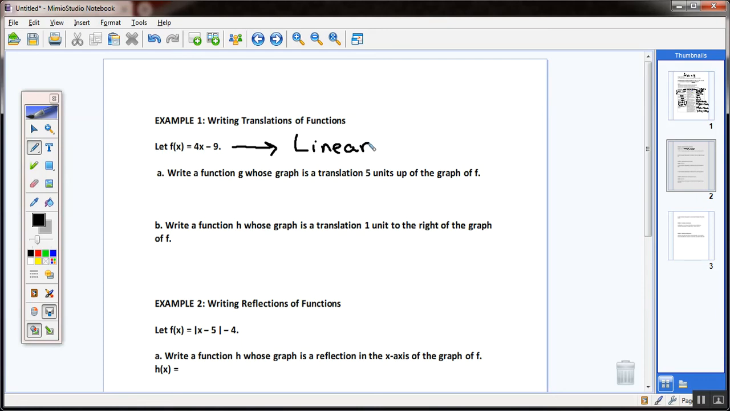It says write a function g whose graph is a translation 5 units, what's the word? Up. Okay. 5 units up of the graph of f. If I want to take that line and translate it up 5 units, what do I have to do? What operation would I have to apply to get a transformation that would move a line up 5 units? Say again, Jaden? Stretch. Not quite a stretch. I want to move the whole thing. I just want to translate it. Slide it up.